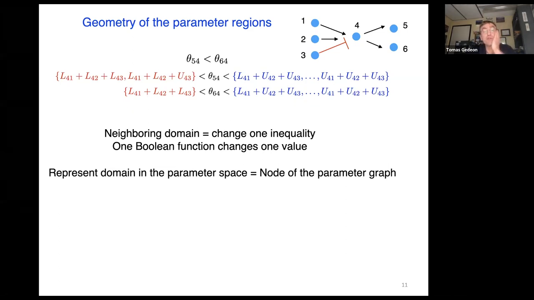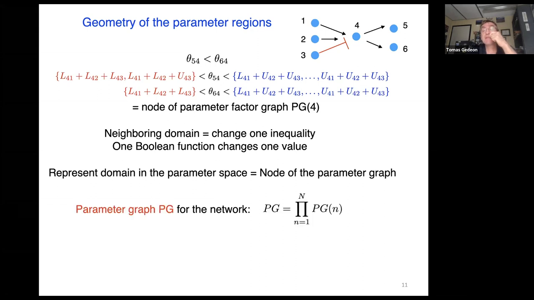I'm going to represent the structure, the geometry of these parameter regions, parameter domains, each of which represents a particular collection of Boolean functions, as a node of a parameter graph. This particular thing which I'm showing here is a node of something called a parameter factor graph, PG4, because I'm looking at node 4. If I go through every single node of the network and take a product of these graphs, I get a parameter graph for the entire network.